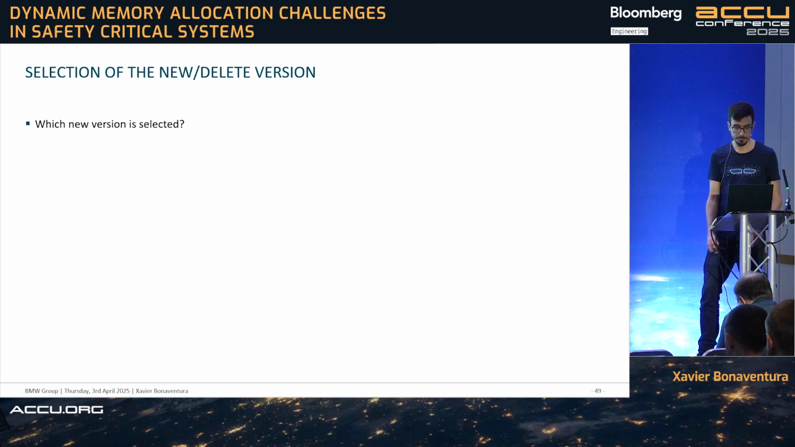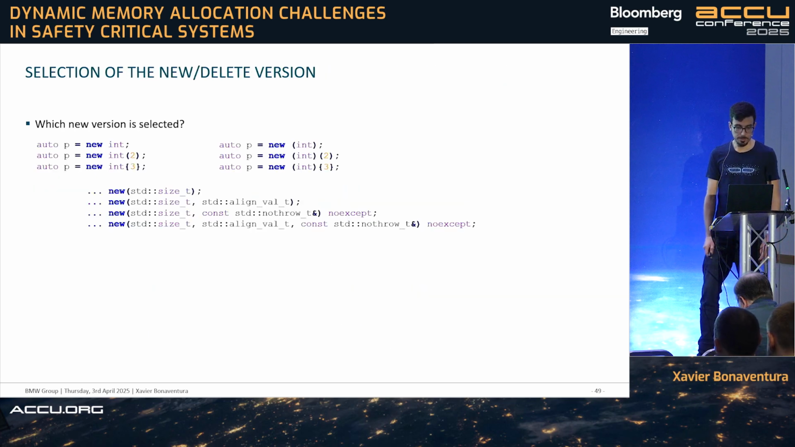Okay. Now we saw how we can do it. Now, which of the new will be selected if we have any of these constructions where we want to allocate an integer?